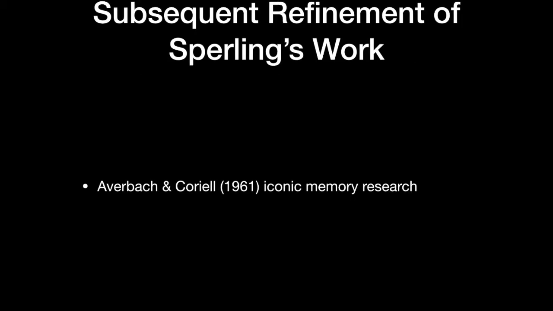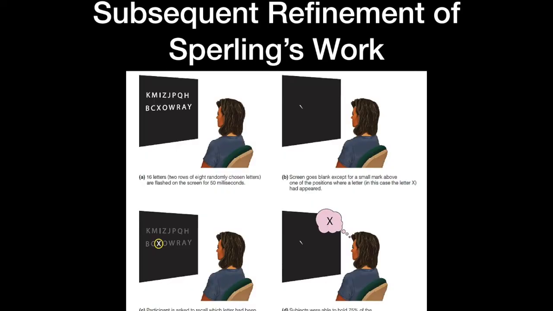Now, Averbach and Coriell improved Sperling's work. They asked participants to recall one letter at a time instead of the whole set of letters or rows of letters. First, 16 random letters were presented on the screen for 50 milliseconds. As soon as the set of letters disappeared from the screen, a small mark appeared pointing to the position where a letter had previously been located. Participants' task was to recall which letter had been presented in the position where the mark indicated.